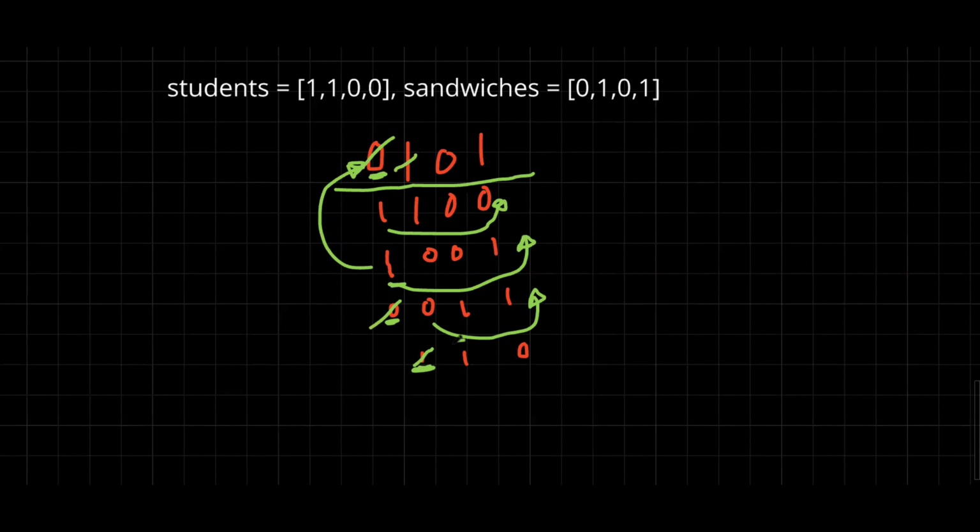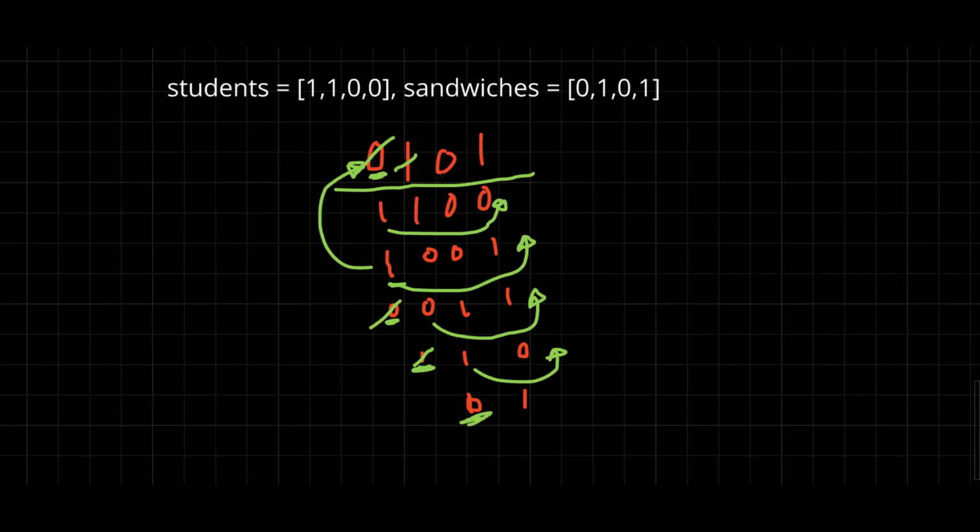Now again, this student 1 has the preference of the square sandwich, but the option is the circular sandwich. So it will move back to the end of the queue. Now the array will become 1, 0 and 1.